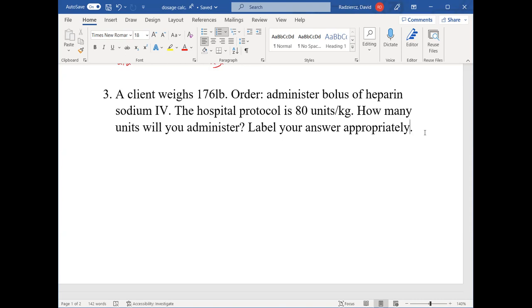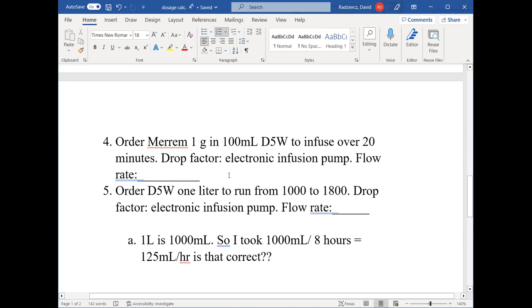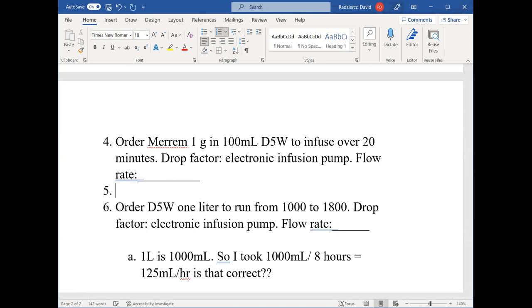Okay. So this one you would set up the same way, convert the patient's weight in pounds to kilograms. So this should also be, I think, yeah, 80 kilograms. So 80 times 80 will give you 6,400 units. So this is just another question that is basically the same as the previous one. I was looking for here, like a flow rate question.